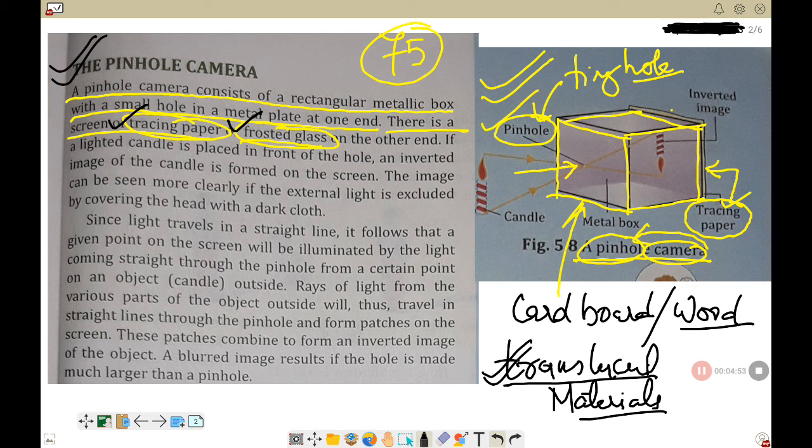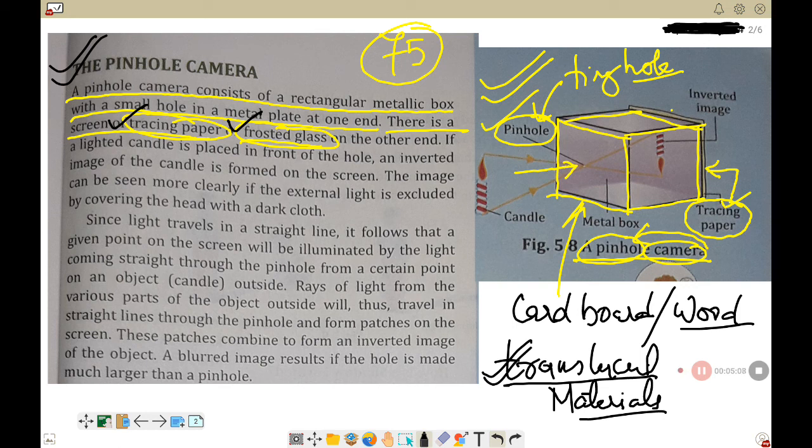You might have seen some window panes, a hazy type of window panes, through which you cannot see. We call it frosted glass.